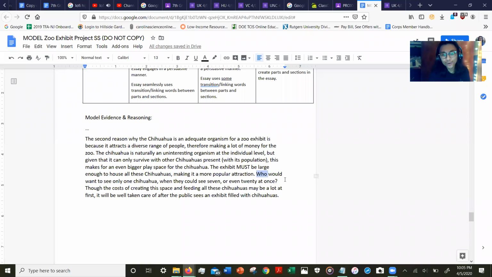And here's that rhetorical question right here. The bigger the better. Who would want to see only one Chihuahua when they could see 7 or 20 at once? And I acknowledge all the constraints, though the cost of making this will be a lot. We're gonna make that money back and more, because the more Chihuahuas, the bigger the space, the better. And this is persuasive. That is what I should be seeing in the chunks, in the middles of your persuasive essay. And there you have it.